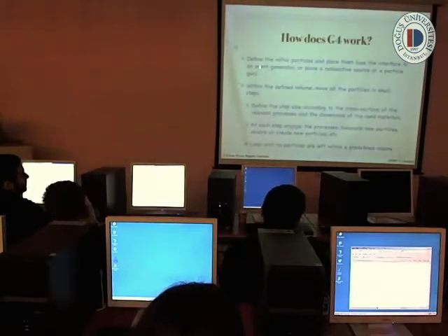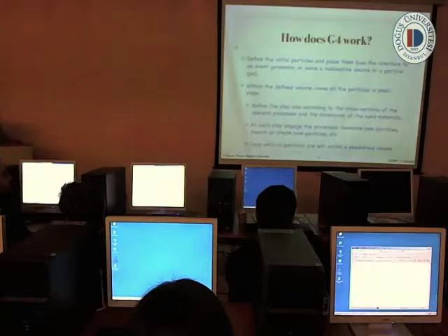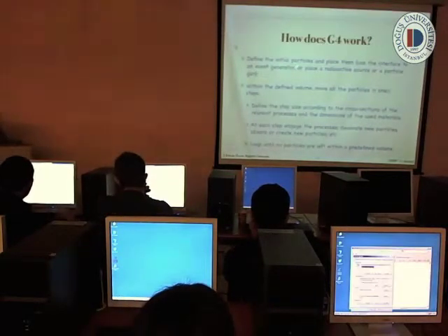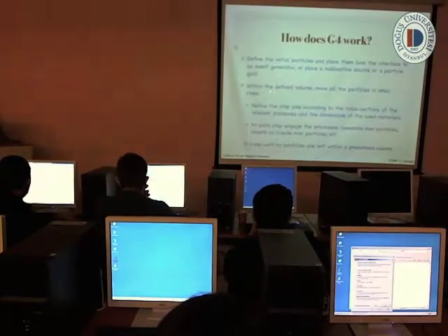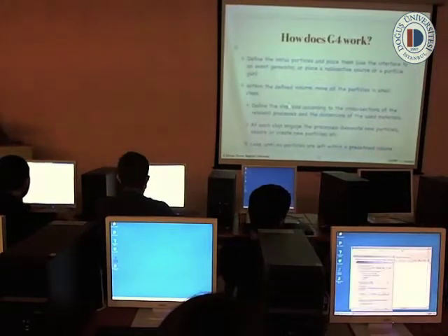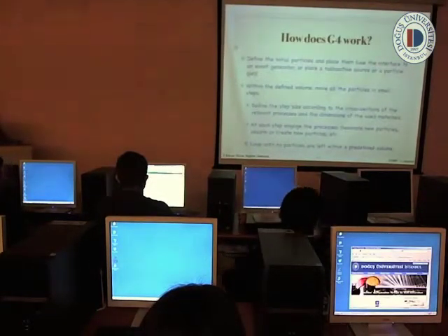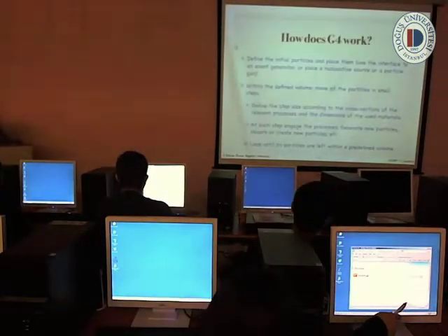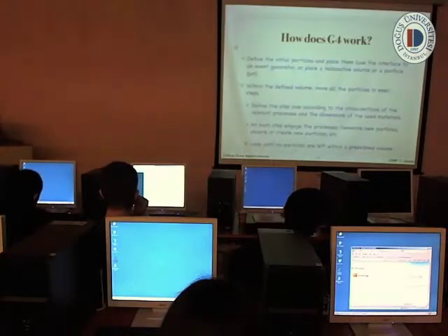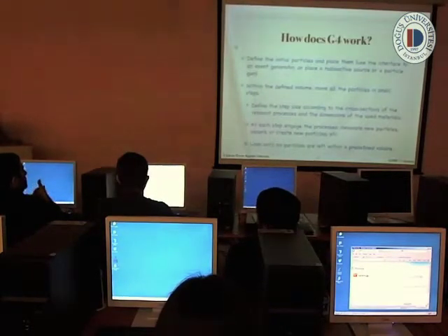How does it work? First, you define the initial particles and place them within the geometry that you defined. Okay. So this can be the particles that come out of your event generator, or it can be some sort of generic, what we call a particle gun, something that always shoots electrons in one direction. Okay. And then you're starting with these initial particles within the defined volume, you move all the particles in small steps. What we mean by small step is defined by the cross-section of the relevant processes and the dimensions of the used materials. Okay. So if you know, for instance, the mean interaction length of photons in some sort of crystal is 5 centimeters, you define your step size to be 0.5 centimeters, so that every 0.5 centimeters you roll a dice and see if it has interacted or not. Okay.